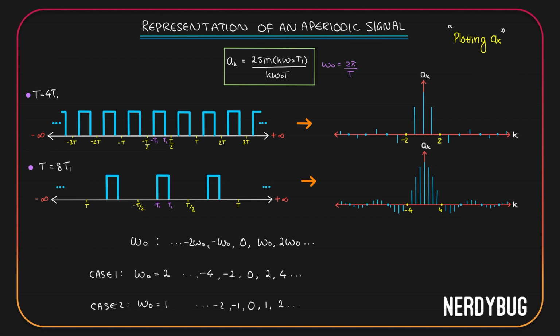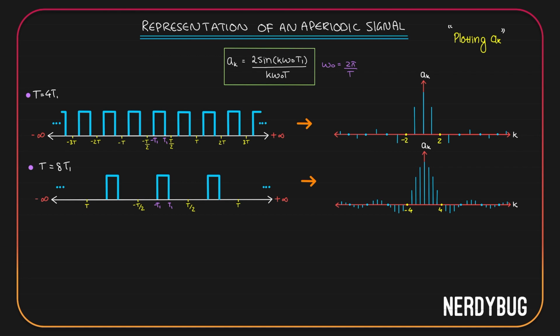What happened here is, in the first case, after 0, the next coefficient came at 2. In the second case, after 0, the next coefficient came at 1 itself. So when time period increases, fundamental frequency decreases, and we will get more number of k possible. That is why in this plot we have more number of coefficients.